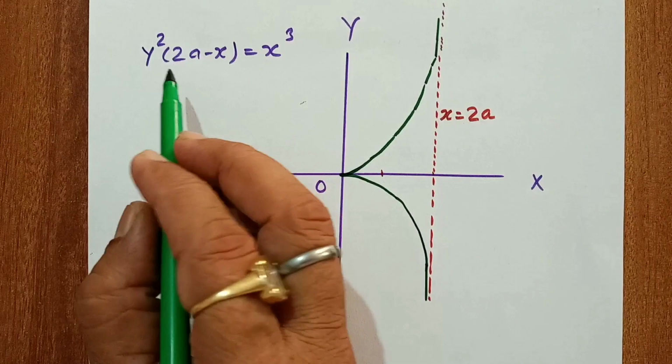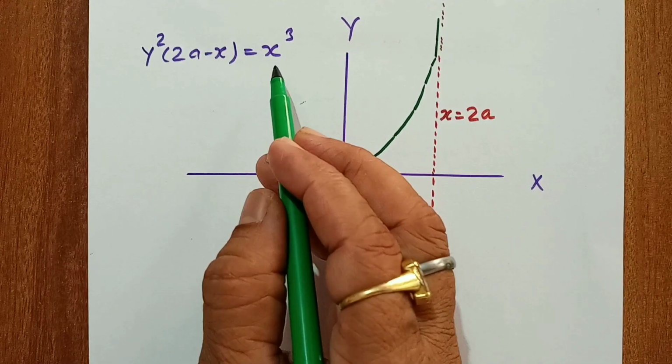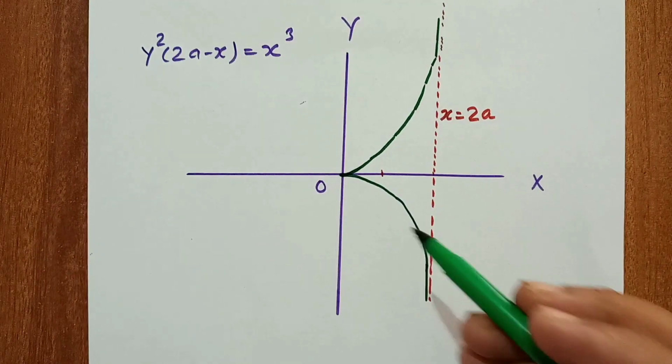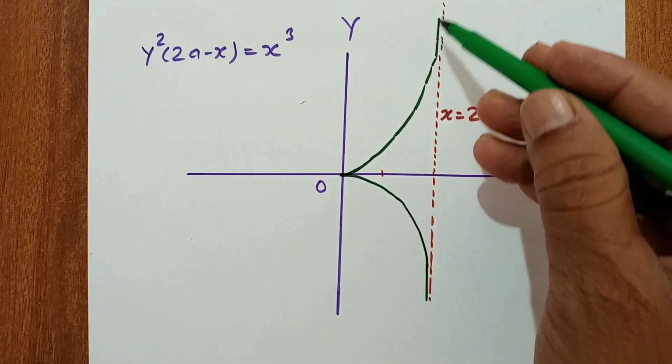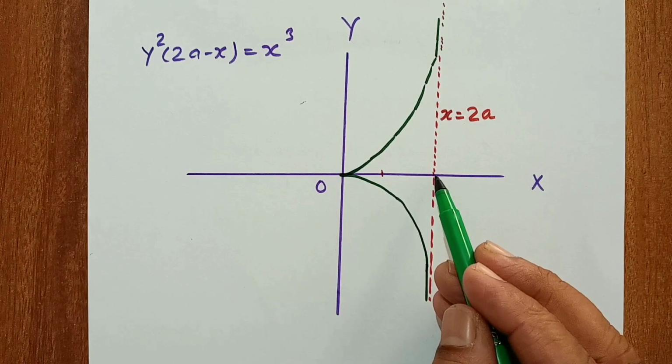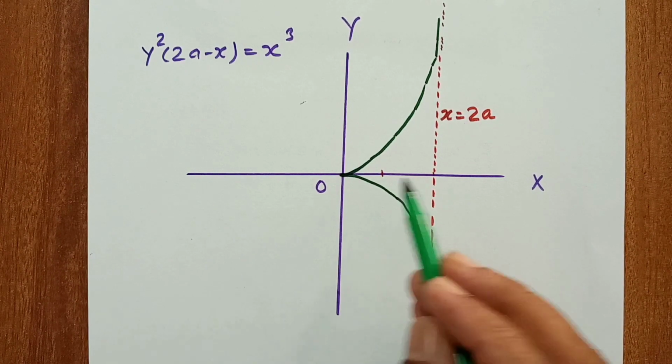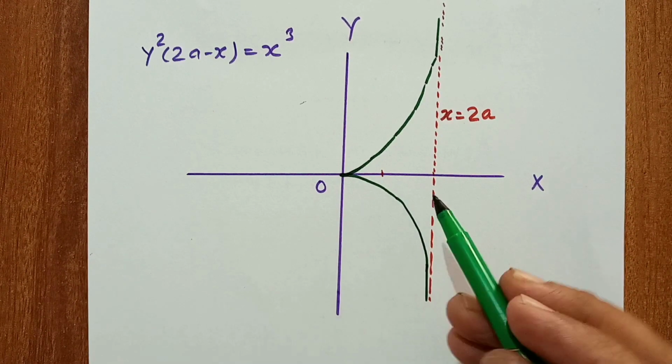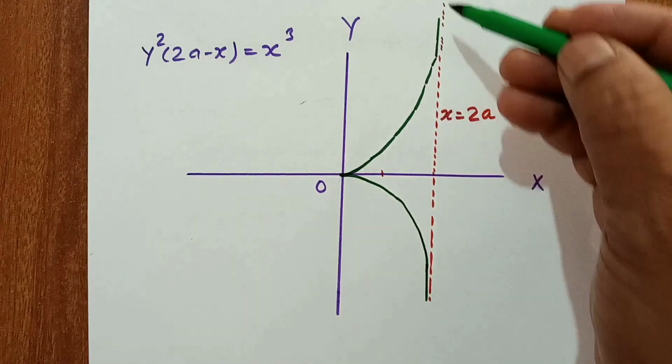This is a curve y squared (2a minus x) is equal to x cubed. Okay, and for this curve x is equal to 2a is an asymptote which is at finite distance from the origin, meaning this is 2a from the origin and this touches the curve at infinity.